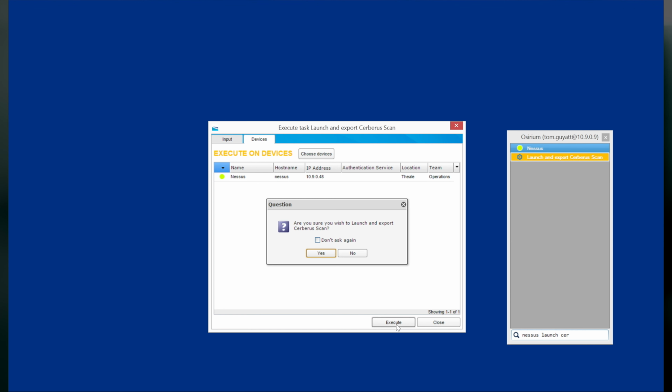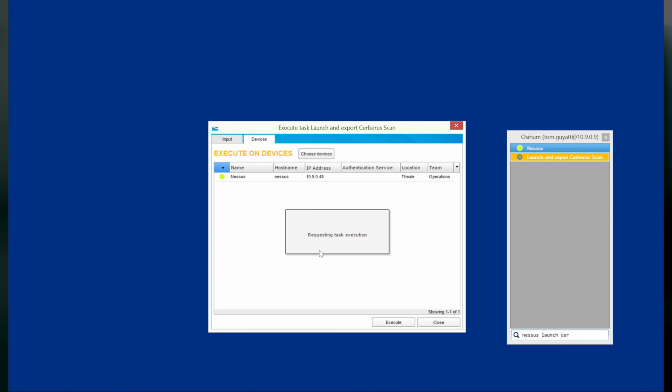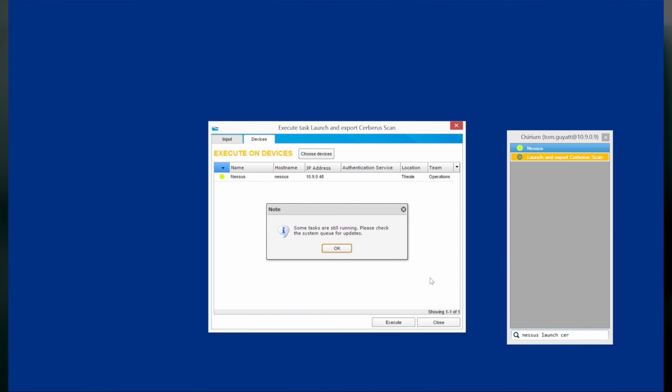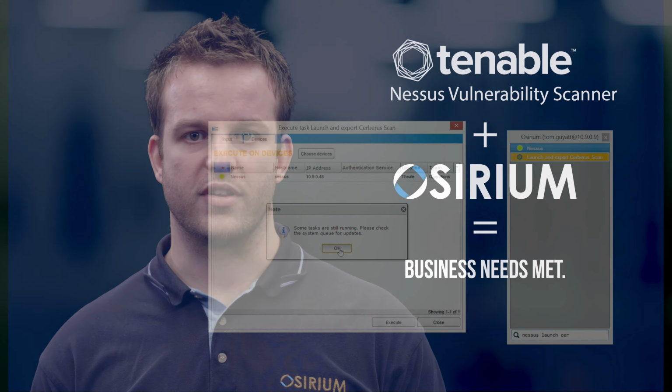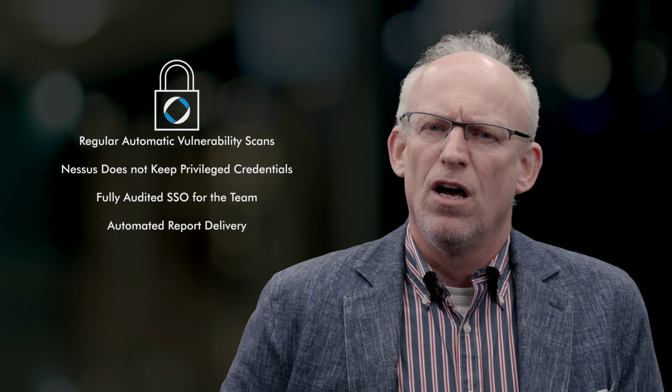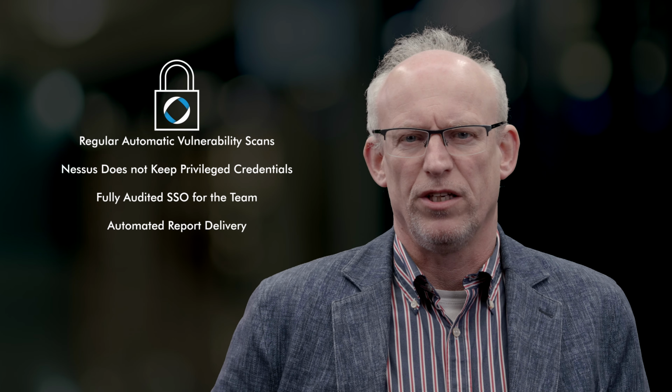But there's more. Osirium has helped us match what Nessus does to our business needs. We get more scanning done, we never share credentials, and Osirium is managing the life cycle of the privileged accounts. We don't have to manage them in two places. So there you are, and there it was, a major contribution to corporate security at Osirium.